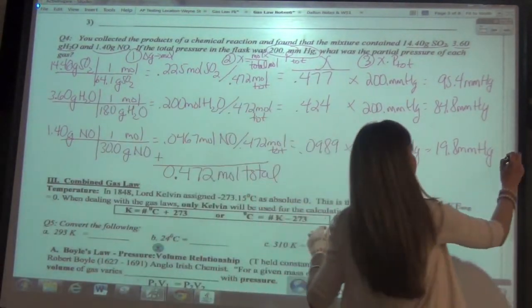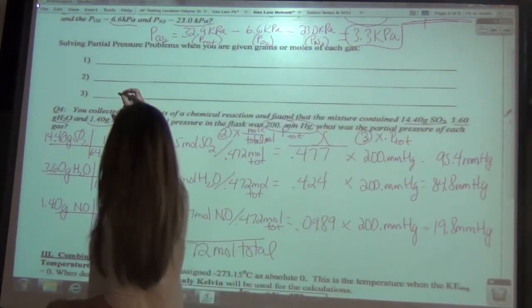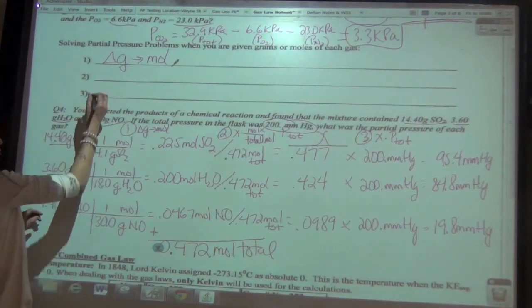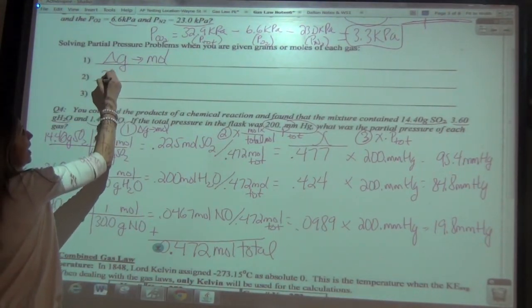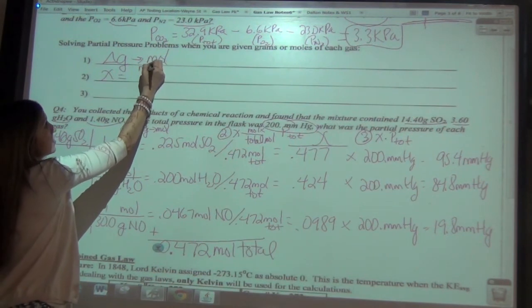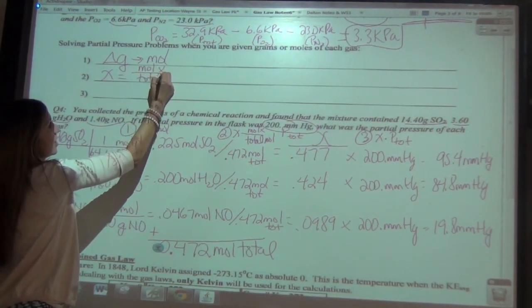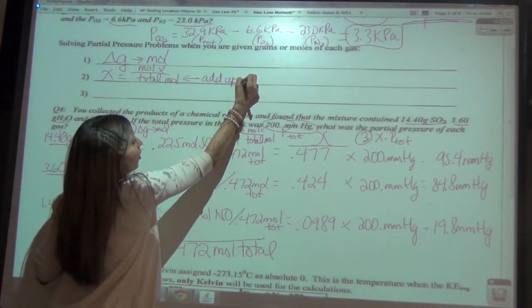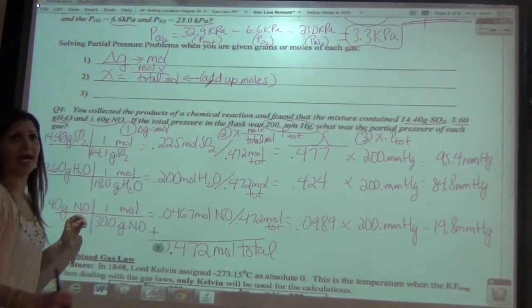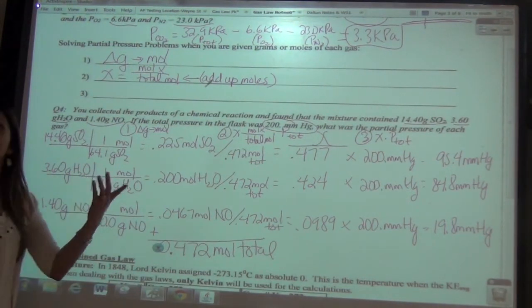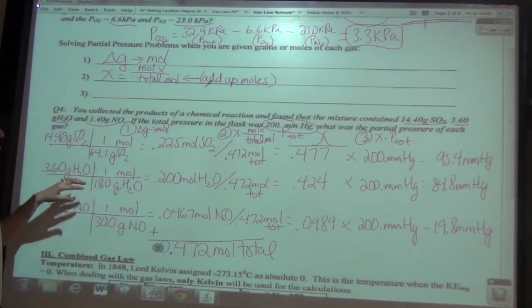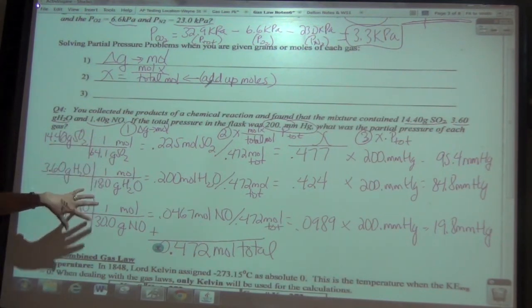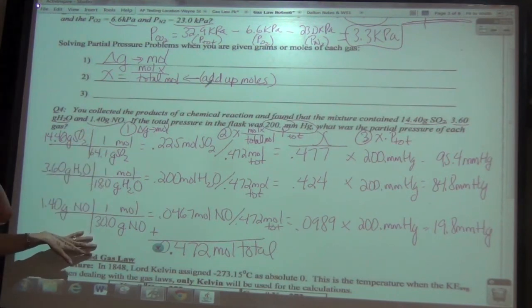Okay? So let's come back up to the top here and let's just fill this in. So step number one we said was change grams to moles. Step number two, once you're in moles, you're going to find chi. And chi is equal to moles of X over your total moles. And I do want you to write down that you have to add up all of your moles from each one. People will try, for example, you might have a multiple choice question that says, what's the partial pressure of SO2? And they try to do it without figuring out the moles of each one. You have to figure out the moles of each one first.